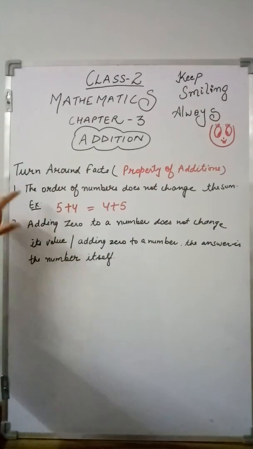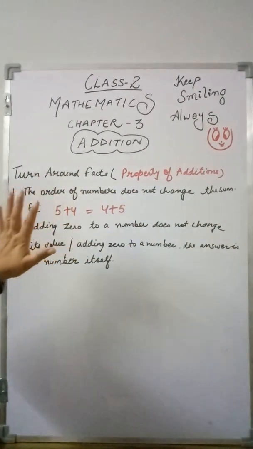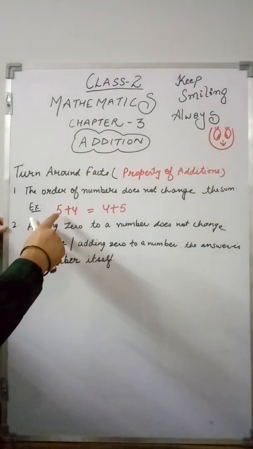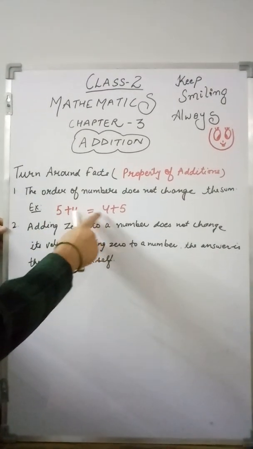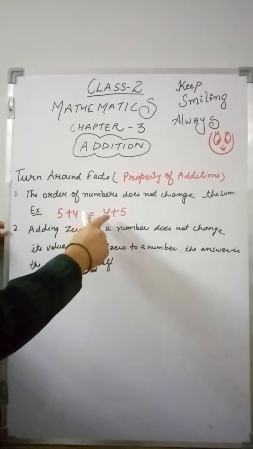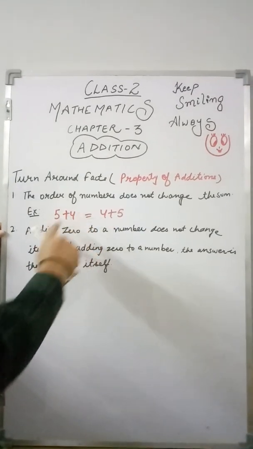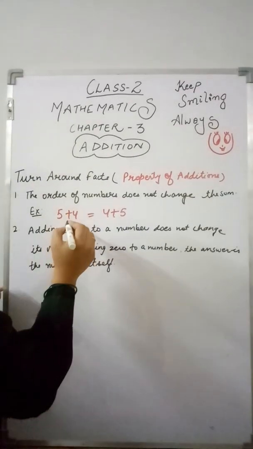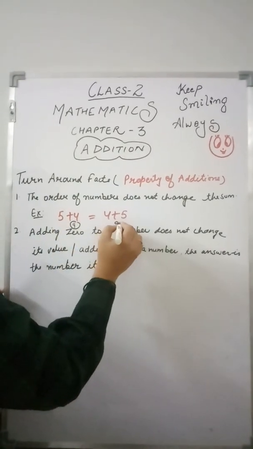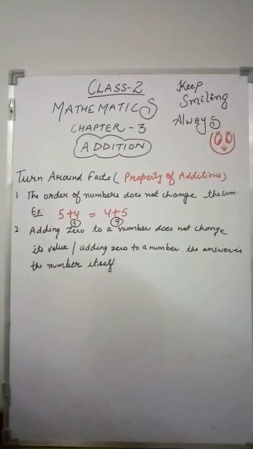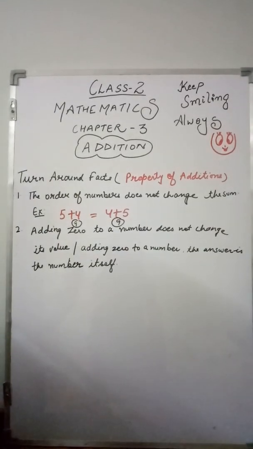First I have already explained the order of numbers does not change the sum. Here I gave an example also. 5 plus 4, the orders are changed. On the left hand side the 5 comes first, but on the right hand side 4 comes first. But the answer is 9 in both the cases. Here the answer is 9 and here the answer is 9. So this is proved here. The order of numbers does not change the sum.